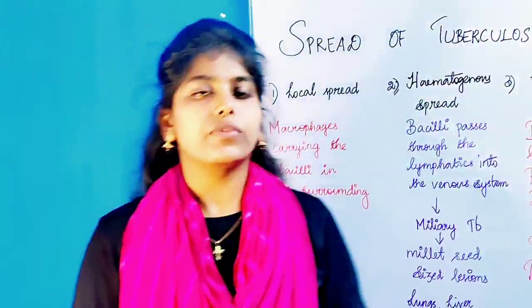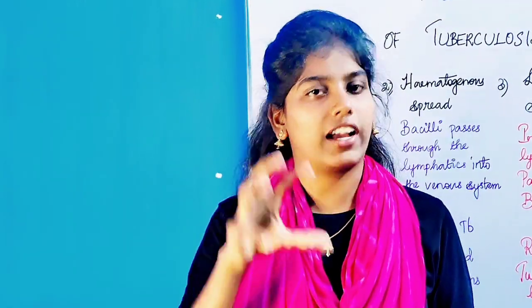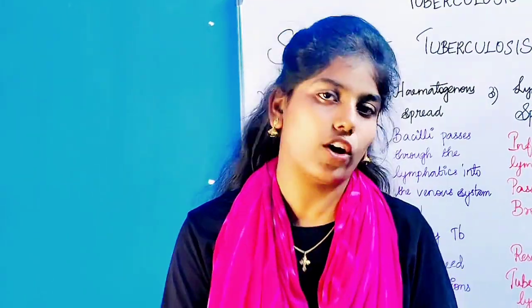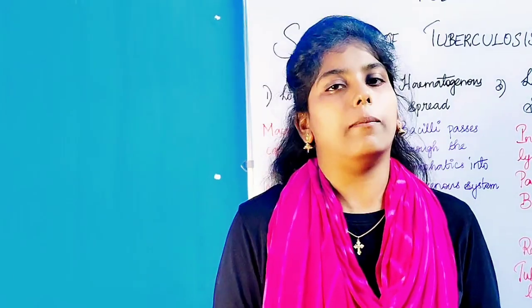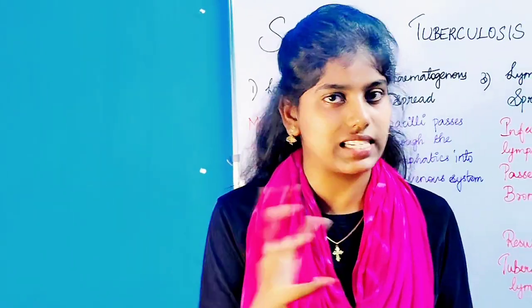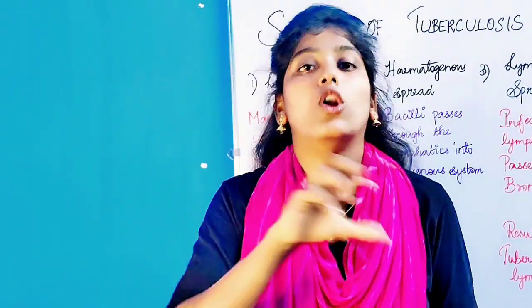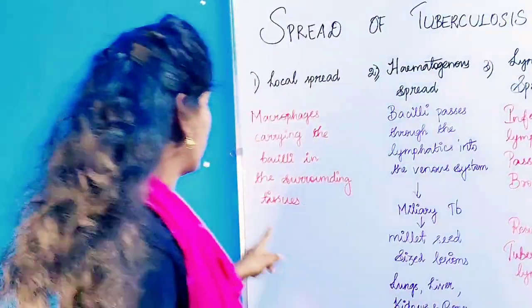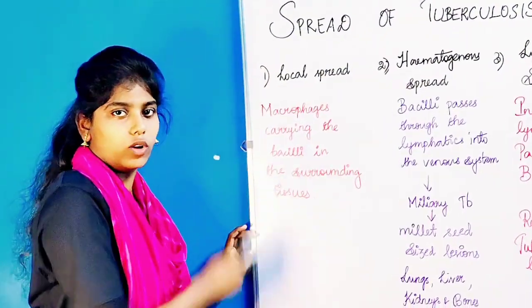Imagine when a foreign body enters your body, what will happen? Macrophages will attack it. In the same way, when the bacilli enter your body, macrophages try to attack those bacilli. During that fight against the bacilli, certain breakages may lead to local spread around the surrounding tissues. That is said to be local spread.